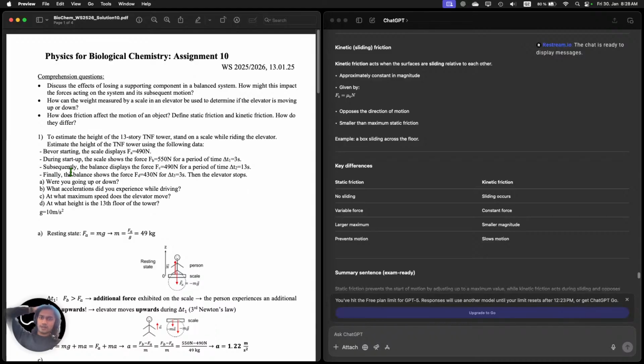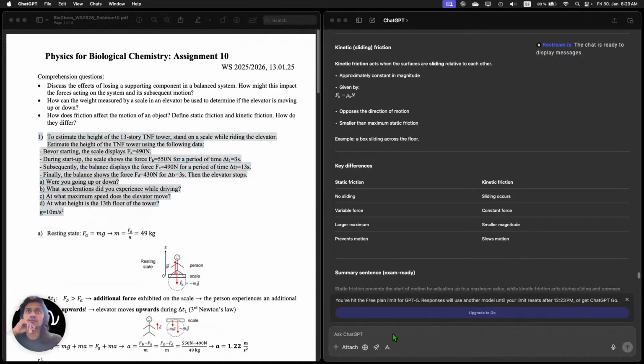Subsequently, not gonna lie, I'm pretty confused on the meaning of the word subsequently. Finally, the scale shows a force of 430 Newton for 3 seconds, then the elevator stops. Were you going up or down? First it was going up, then down.